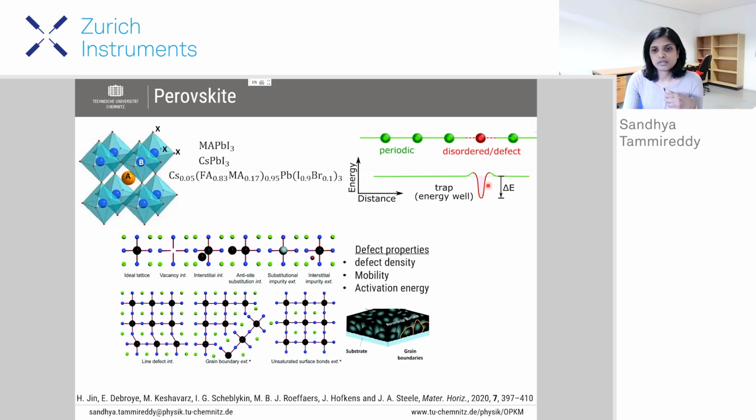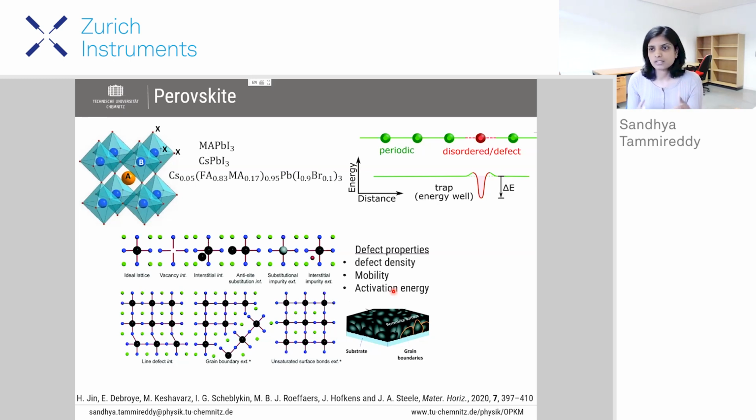So this is what we are interested in. We try to understand how many defects you have, how fast they're moving in your material, and where they are in your energy levels. And also recently we found that the defect density and the mobility are governed by two thermodynamic quantities, migration enthalpy and formation enthalpy. Activation energy is a combination of these two, and you can experimentally obtain them through impedance spectroscopy.